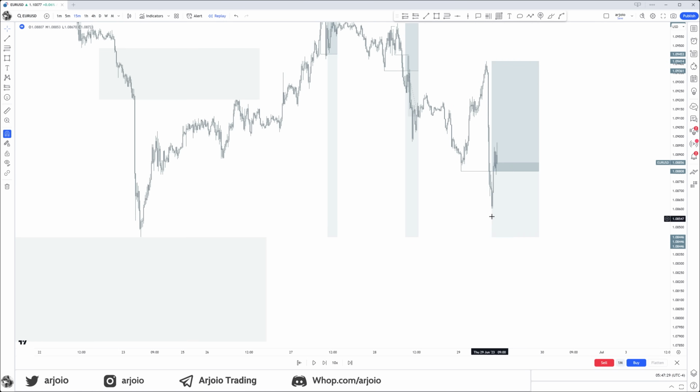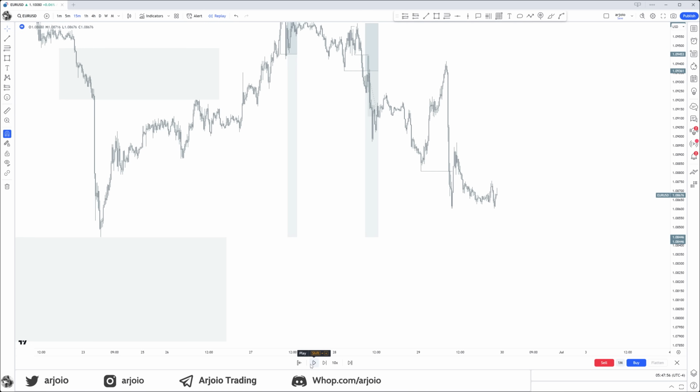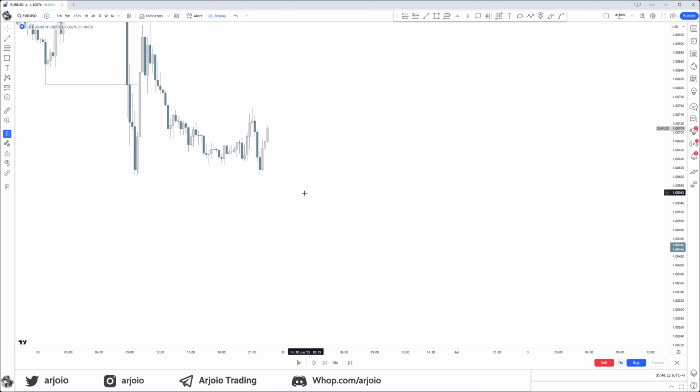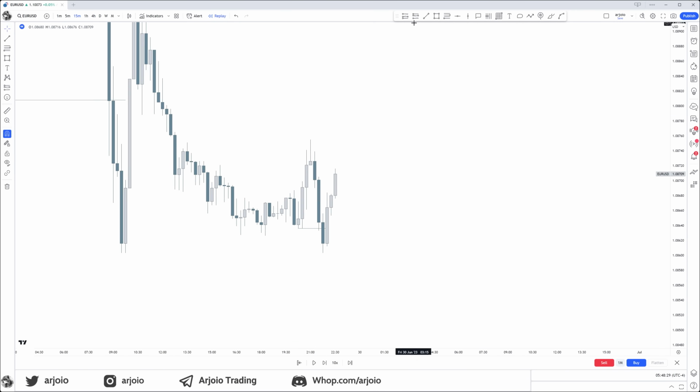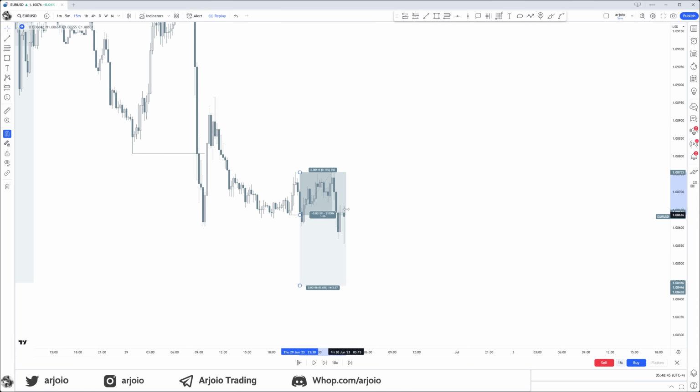This is 0.6 RR. Is that worth it? No. At least a minimum of 1-to-1 RR, I would say, is worth it. Right here, this is not worth it, so that invalidates the idea. I wouldn't take that. And we continue lower, and there we have a new dealing range, targeting the same lows.